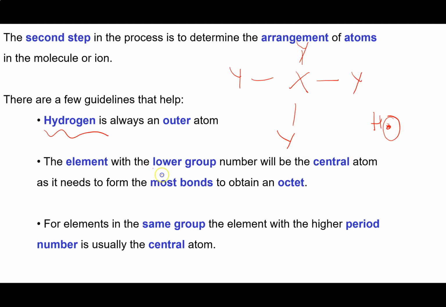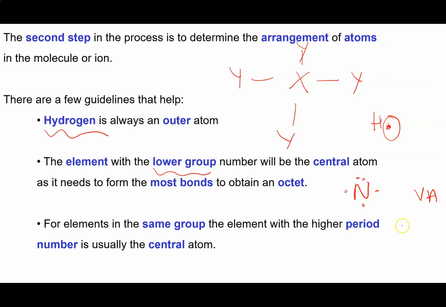The element with the lowest group number will be the central atom. And the reason is because that's the one that's going to need to make the most bonds to get an octet. So if I look at nitrogen, which is in group 5A, it needs to make 3 bonds to form an octet. So it makes sense that it's going to have 3 atoms attached to it.